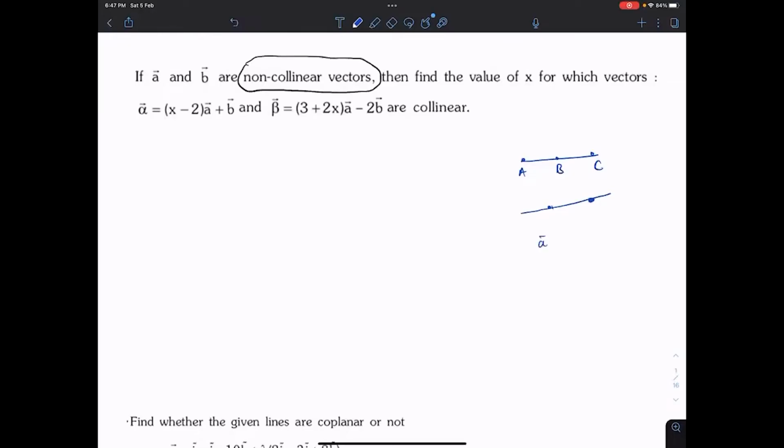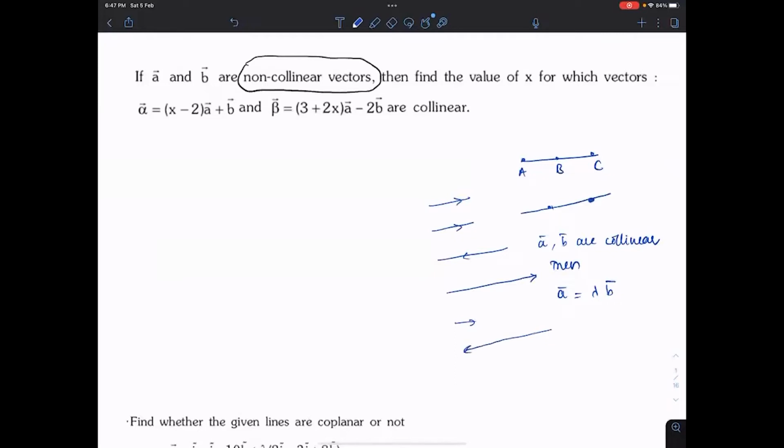That is, if A bar, B bar are collinear, then A bar is equal to lambda times B bar. Okay. So geometrically, what does it mean? If you have some number of vectors like this, some are larger, some are shorter, some are in the opposite direction also, different lengths. All these vectors, we call them collinear. Okay.